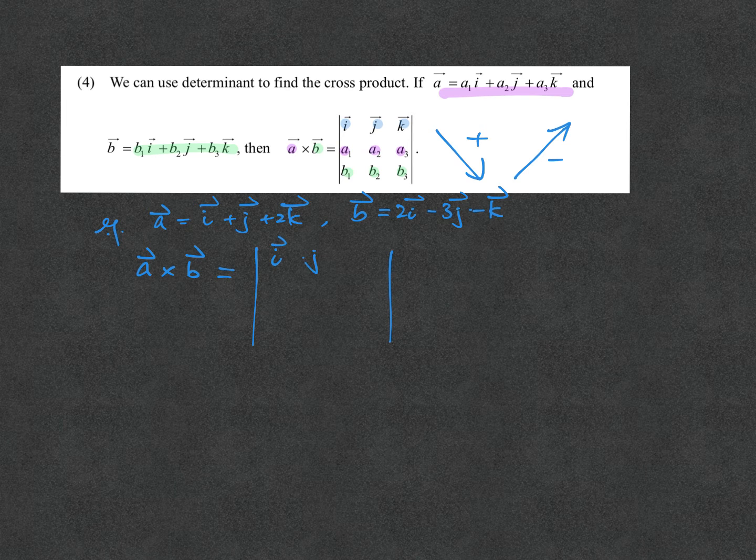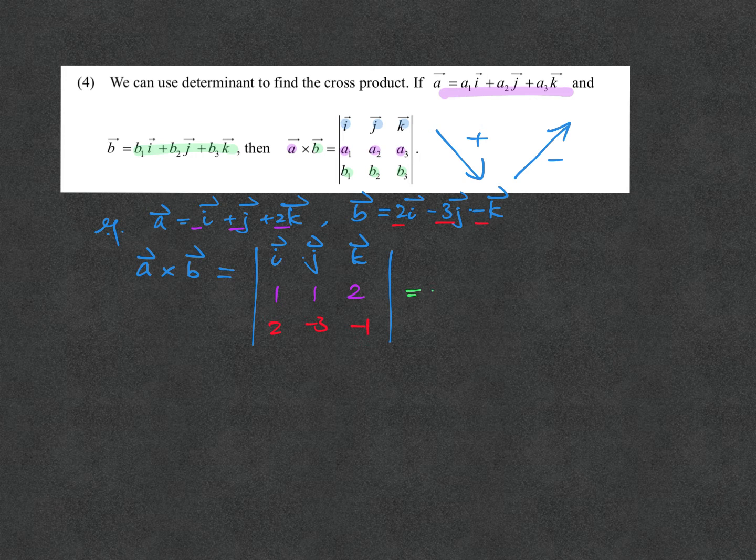First of all, in the first row, we start with the i, j, k vectors. Next, we take out the coefficients. We have 1i, 1j, and 2k for A vector, whereas for B it would be 2i, minus 3j, and minus 1k. After that, we can start doing the expansion, and I start with the positive direction.